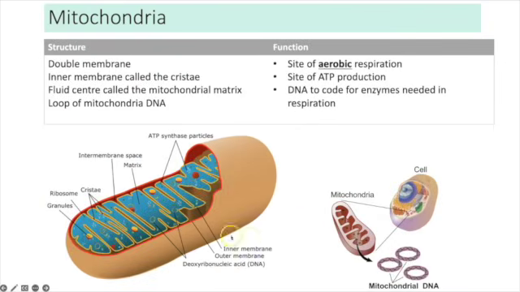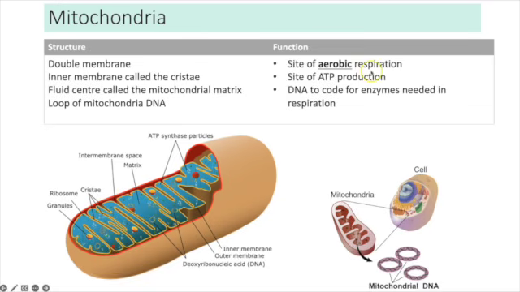Mitochondria are double membrane-bound organelles. So we have an outer membrane, and the inner membrane is shown here in yellow. It folds in to create the cristae. The fluid centre in the middle is called the mitochondrial matrix, which is the site of some of the stages of aerobic respiration. And they actually also contain their own ribosomes and loops of DNA so that they can create the enzymes necessary for respiration inside of the organelle itself.